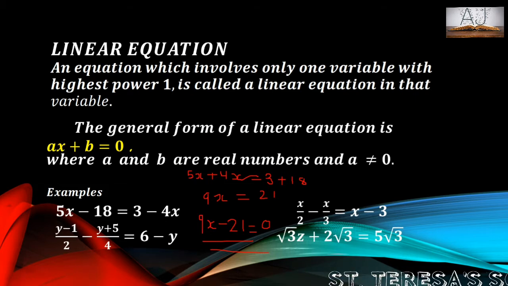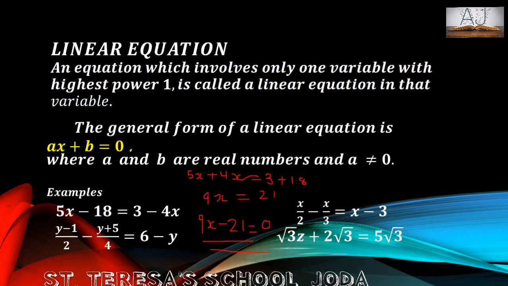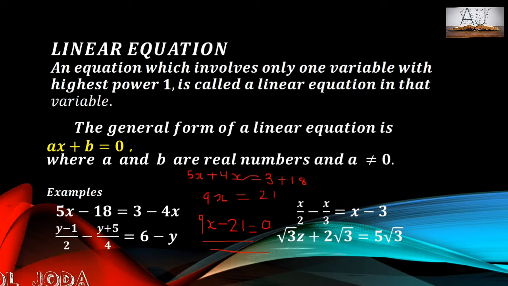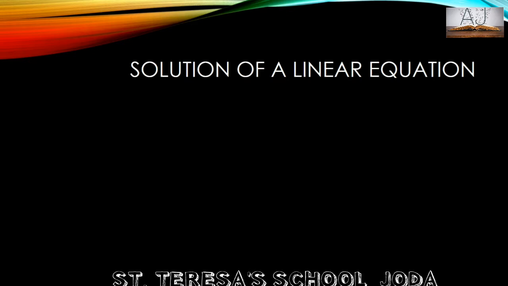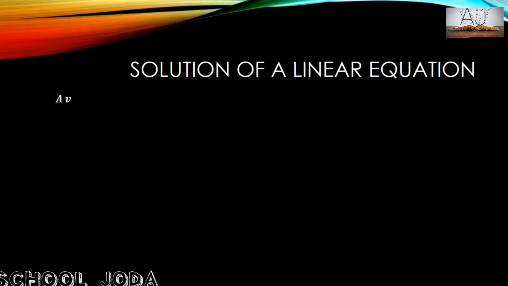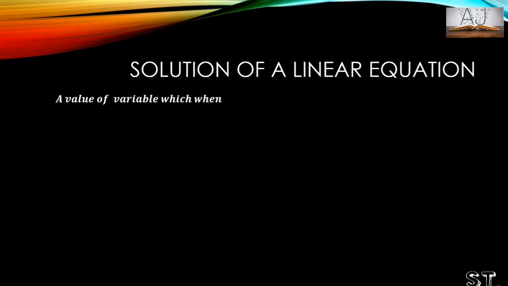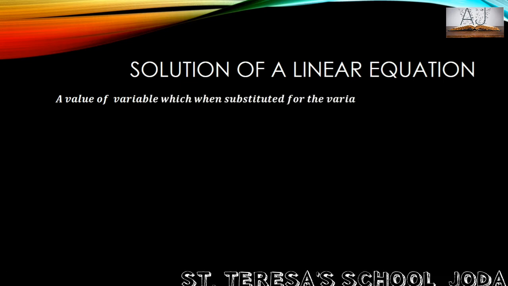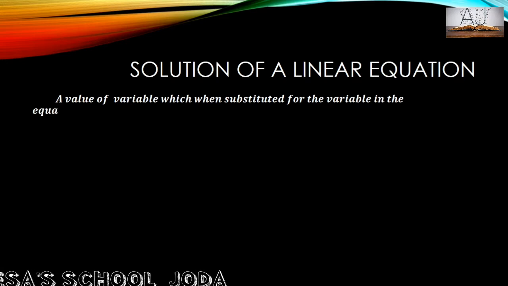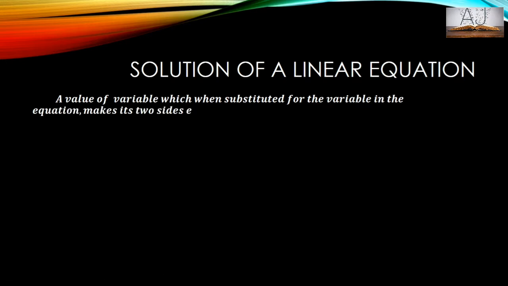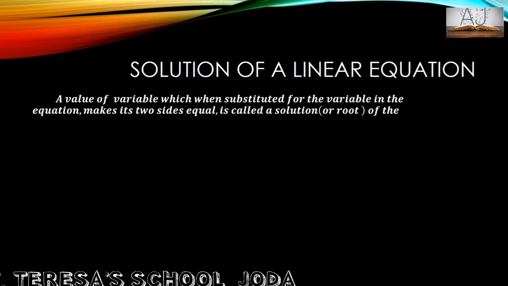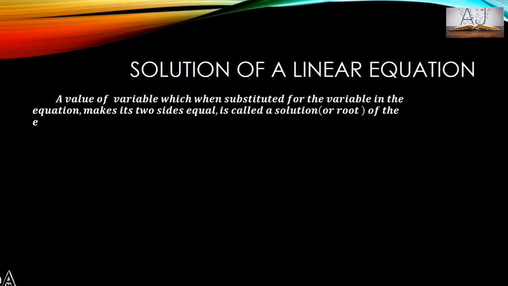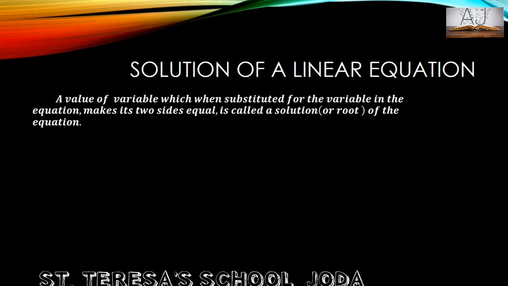You can see here we have one variable x and the power of the variable is 1 as well. So this is a linear equation. Now what is a solution of a linear equation? What is meant by solution of a linear equation? Okay, solving is called solution, no doubt. The value of the variable, which when substituted to the variable in the equation, makes its two sides equal, then it is called the solution or the root of the equation.